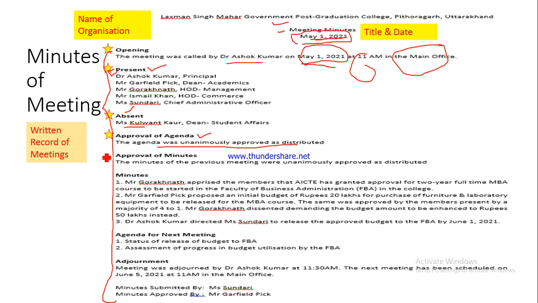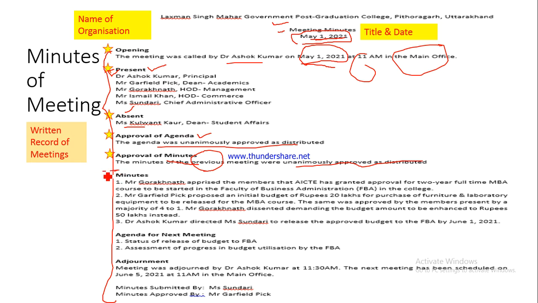Now, many a times a particular meeting also takes stock of what has happened in the last meeting, and it would also give its approval to the minutes of the meeting which was held last. And this is what is happening here, approval of minutes. So which minutes are we talking about? Not the minutes of this meeting, the minutes of the meeting which was held just prior to this particular meeting. So the minutes of the previous meeting were unanimously approved as distributed. Fine. So the first thing that was done in this particular meeting on May 1 was, they approved the minutes of the last meeting, right? Fine.